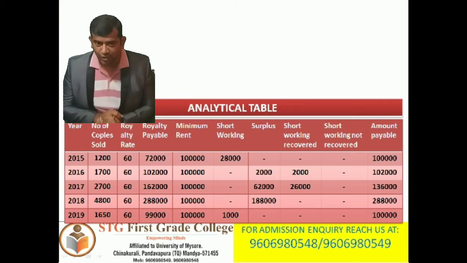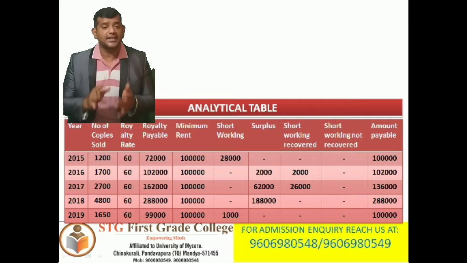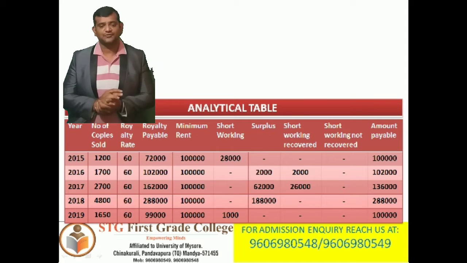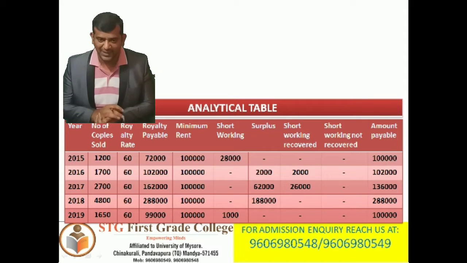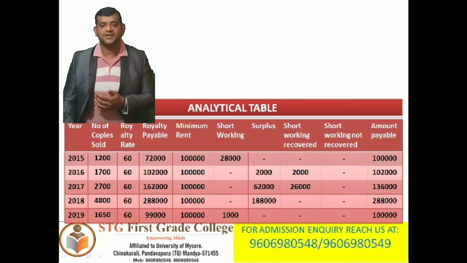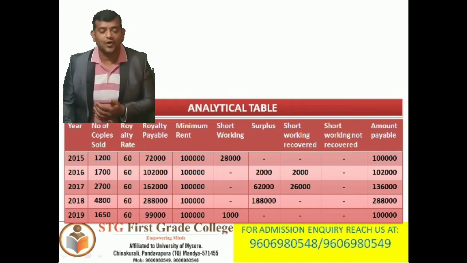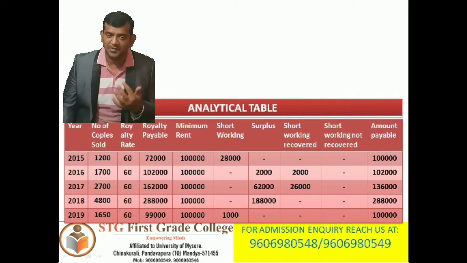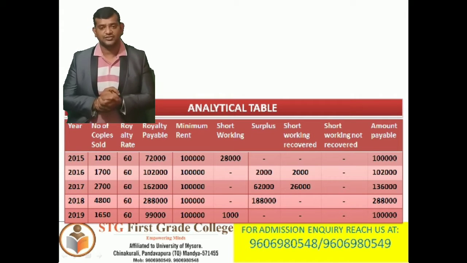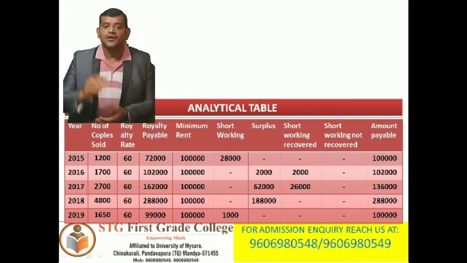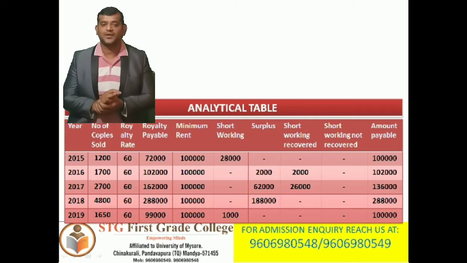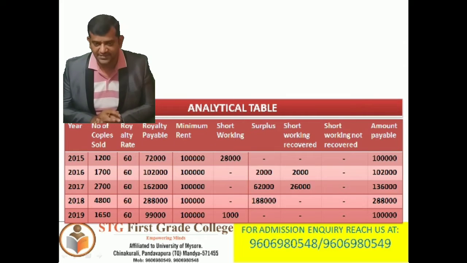Next is 2017. 2,700 books have been sold in the year 2017 at the rate of 60 rupees. So 2,700 into 60 is 1,62,000 rupees. Minimum rent is 1 lakh. In this case also the royalty payable is greater. Clear? Royalty payable is higher, so we are above the minimum rent, so we are under surplus. There is no short working. Royalty payable minus minimum rent, that is 1,62,000 minus 1 lakh, so 62,000 rupees is the surplus.